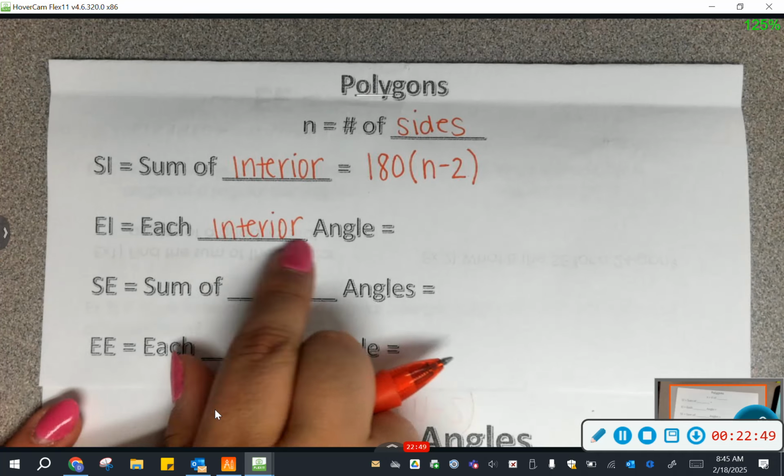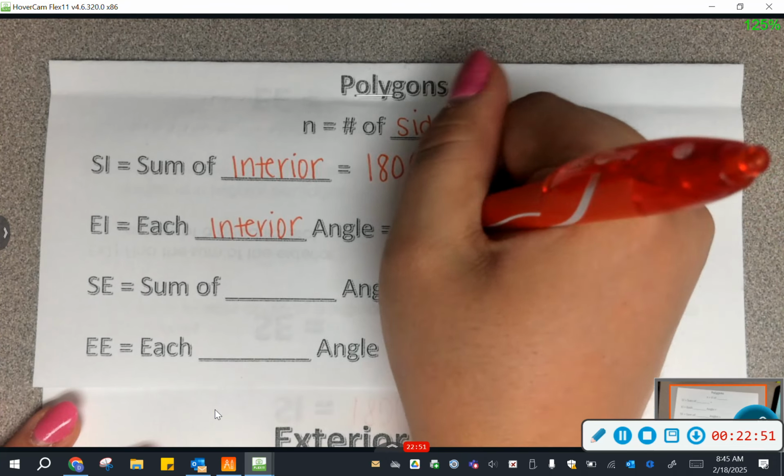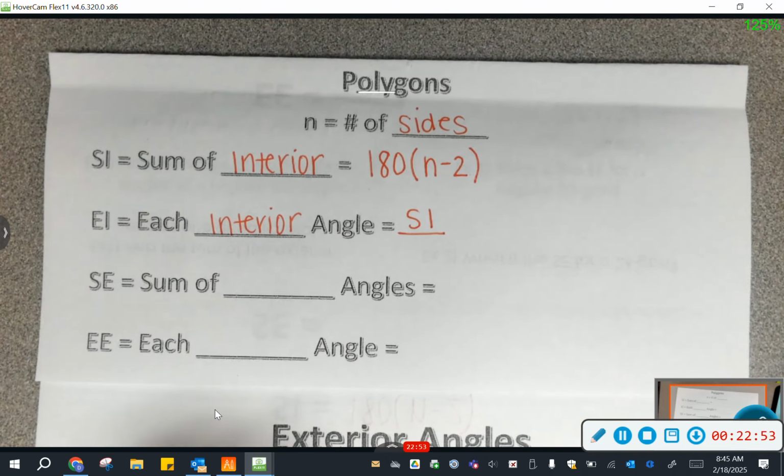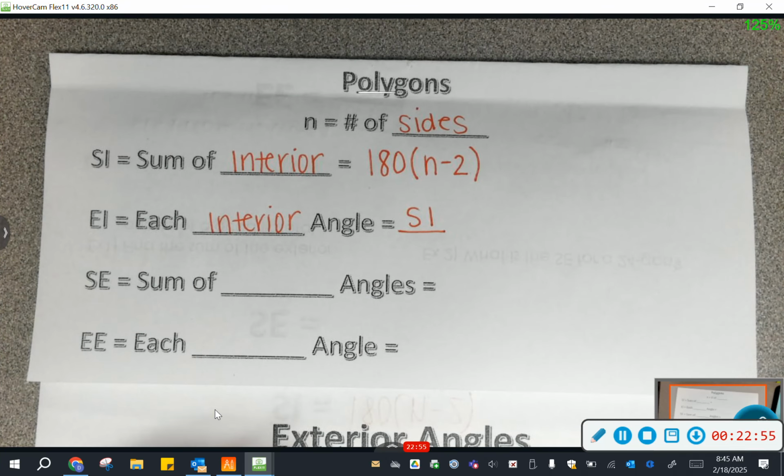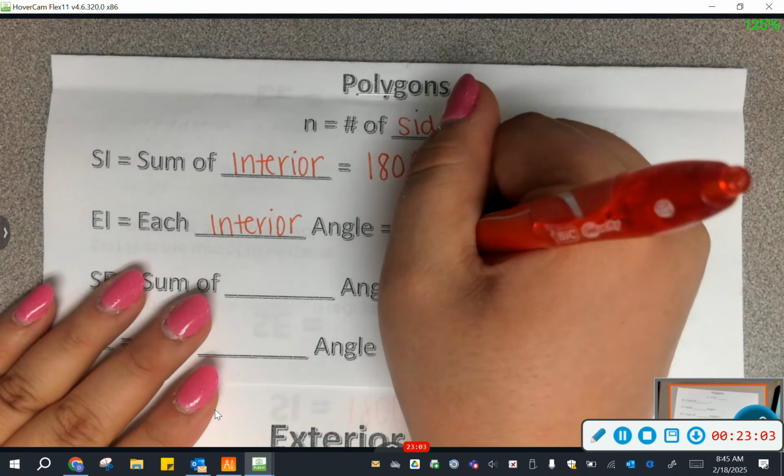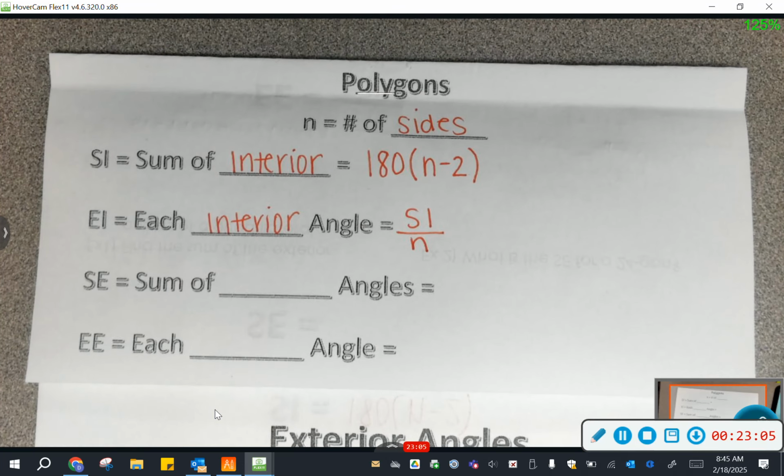Your each interior, can everybody please write SI divided by what? The number of sides. What letter did we use for the number of sides? Carrie, write this down. Raina, write this down. SI divided by N.